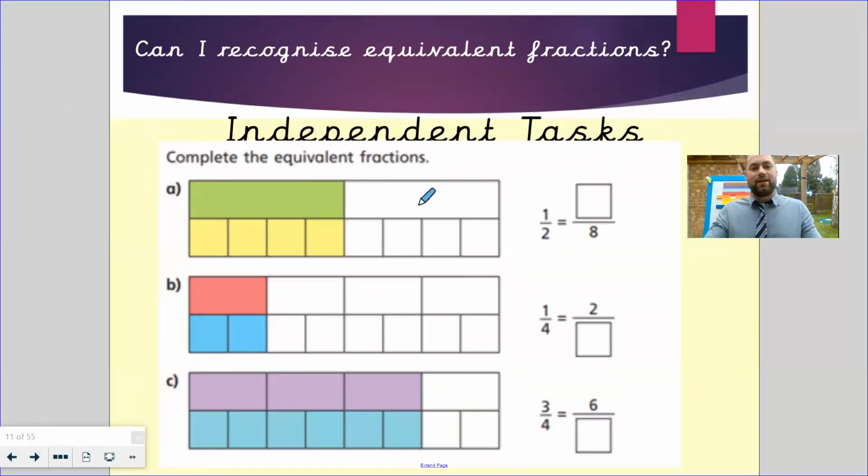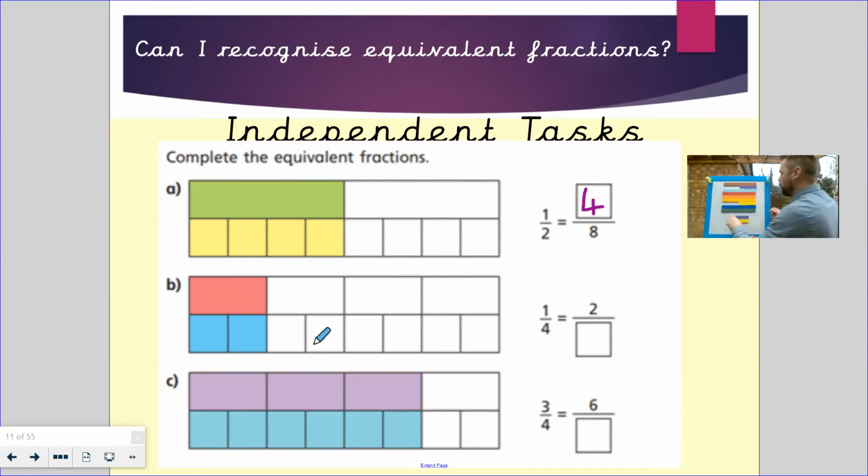For this question here, we have 1/2. So let's take my half, and I've got 4/8 underneath. They are equivalent because they are the same amount, and you can see that there. So we've got 4/8 make up 1/2. Very good. Now let's have a look at this one here.